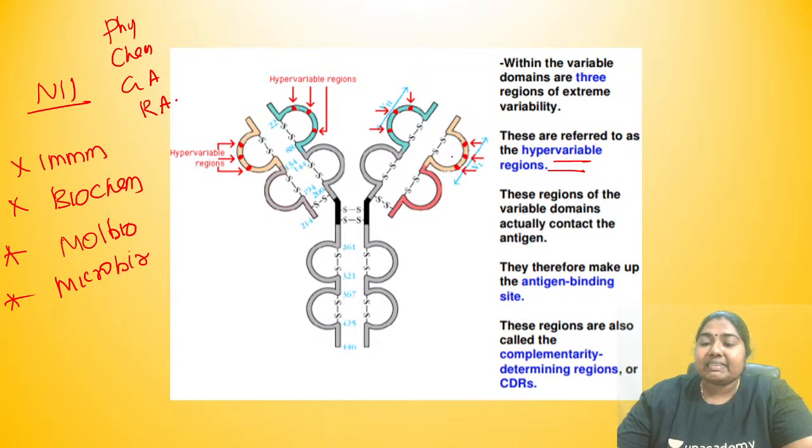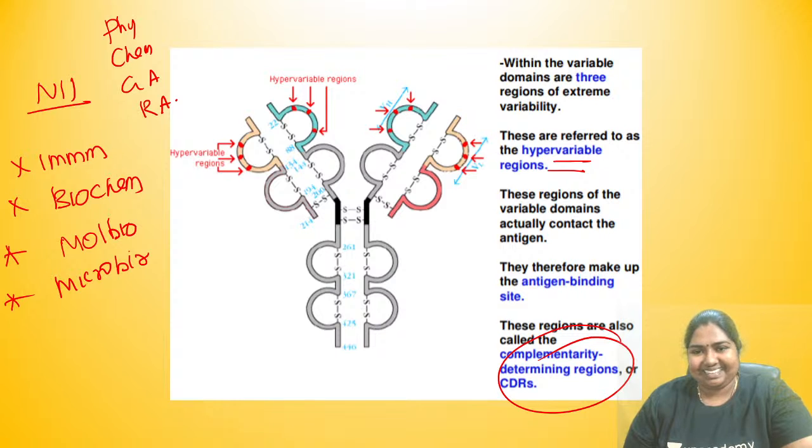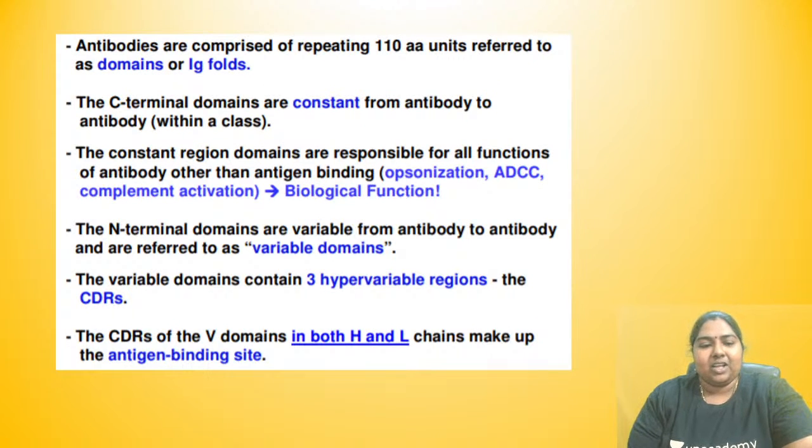So this is the hypervariable region, and they are also called the CDRs, complementary determining regions. Clear, everyone? Good.